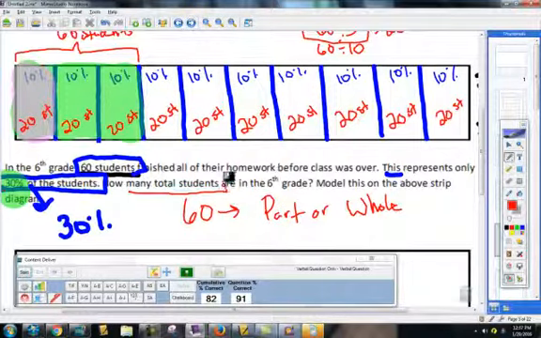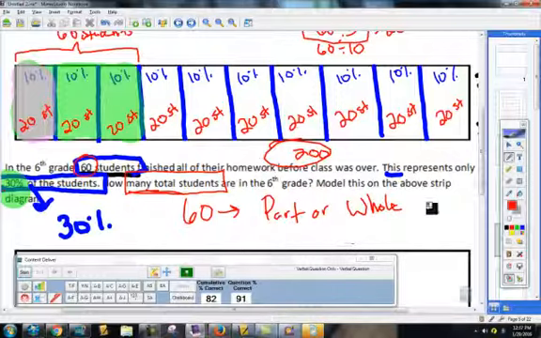Well, there's another hint. It asks for how many total students. So that also will help you to figure out, well, if they're asking for the total, they're not going to give me the total, right? They're going to give me the part. Okay, so 20 times 10 would give me 200 total students. That's how I figured that out.